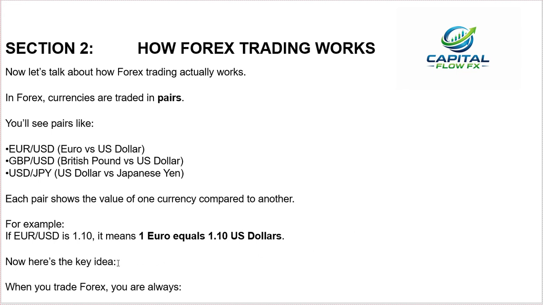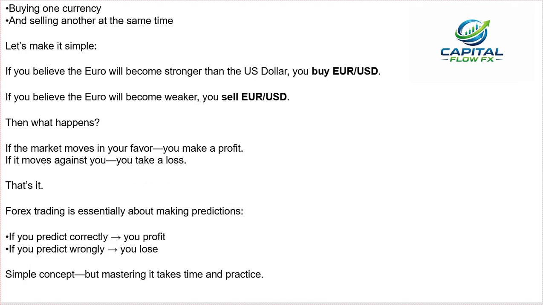Now, here's the key idea. When you trade Forex, you are always buying one currency and selling another at the same time. Let's make it simple. If you believe the euro will become stronger than the US dollar, you buy Euro USD. If you believe the euro will become weaker, you sell euro against USD.